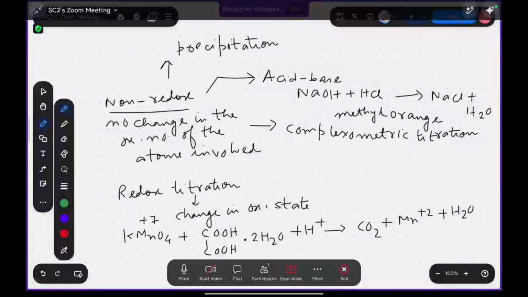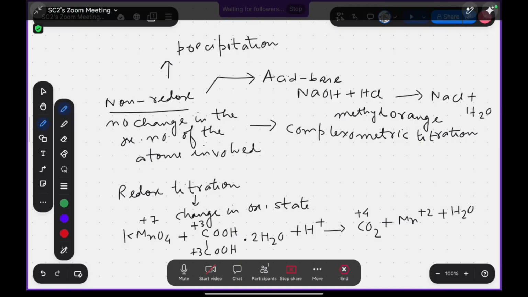In oxalic acid, each carbon has a +3 oxidation state. In carbon dioxide, carbon is in the +4 oxidation state. That means this titration of KMnO4 with oxalic acid is a redox titration, because potassium permanganate is getting reduced to Mn+2 ion, and oxalic acid, where carbon is in +3 state, is getting oxidized to +4.